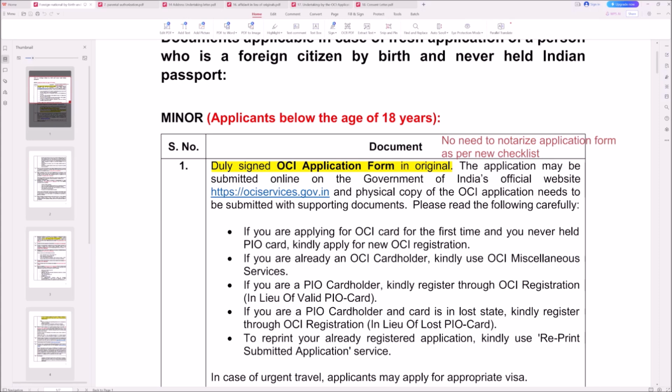I have mentioned this in another video. It is a long video and I cannot fit all those details in a shorter video, so I'm just focusing on the checklist part. If you are new to the OCI minor application, first of all watch that video. I will post the link in the description below, and also suggest that video at the end of this current video.